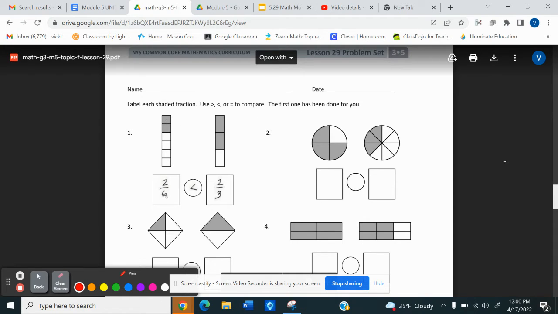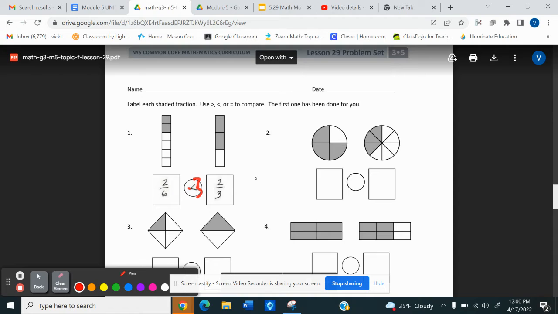So we see that there are 6 parts altogether, 2 shaded, so it's 2/6. We have 2 parts out of 3 shaded, 2/3, and it's clearly that the 2/3 is larger. So remember, however you decide, you can do the alligator. I always think that the little side is the pointy side and this is the large side. However you can remember greater than, less than, or equal to, do it your way.